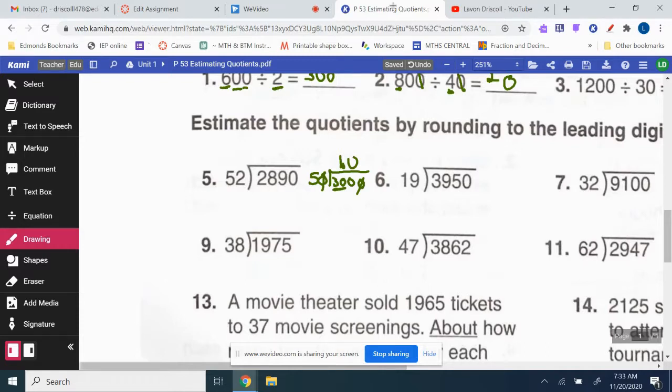Let's try that again for number 9. 38 is closer to 40, and 1,975 is about 2,000. I'm going to get rid of my extra zero on the outside. So if I get rid of 1 there, I get rid of 1 here. And 4 doesn't go into 2, but it goes into 20 5 times. 5 times 4 is 20. And now I have 1 extra zero that I bring up, and my answer is 50.